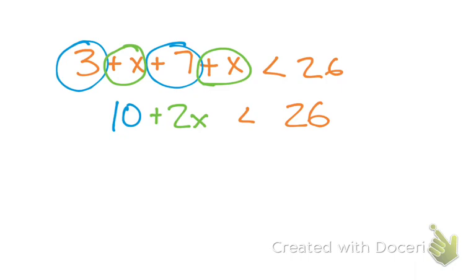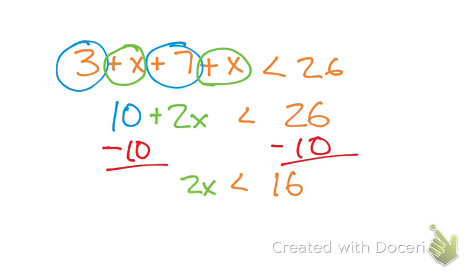In this case, I could subtract 10 from both sides. That would leave me with 2x is less than 16. And then I could divide my x's by 2 so that I end up with just 1x. I'm dividing both sides by 2, and that would tell me that x in this inequality is less than 8.